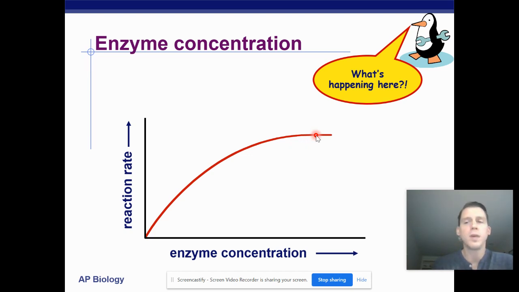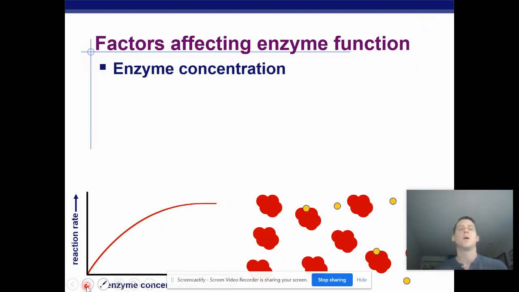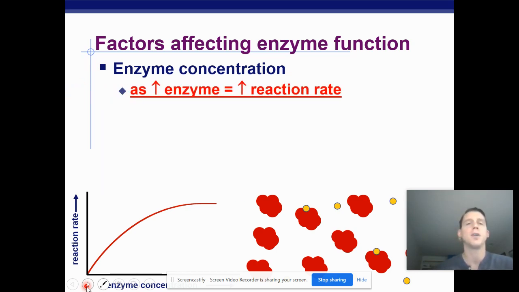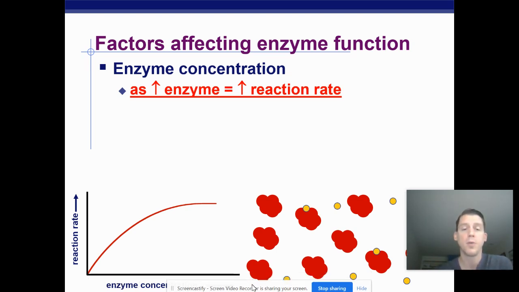So what could be causing that plateau? Take a minute and think about what might be causing a plateau like that. Well, let's think about what's happening. The enzyme concentration goes up. At the beginning, the reaction rate is going to go up, right? Because if we think about it, we have more enzyme, the reaction is going to happen faster.